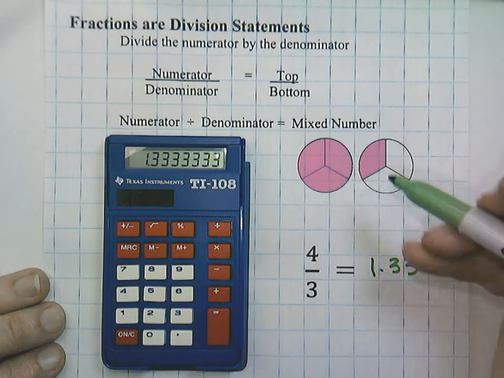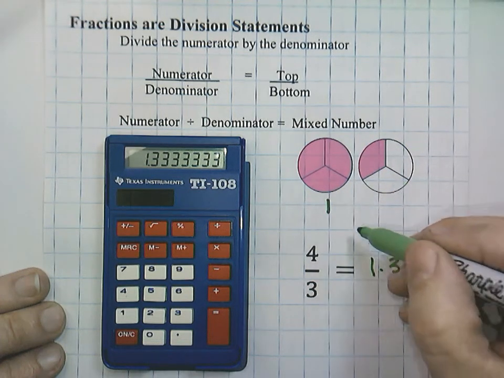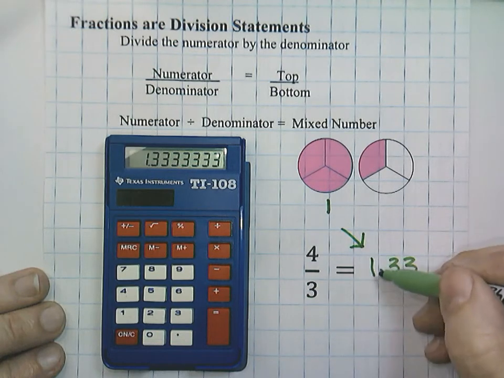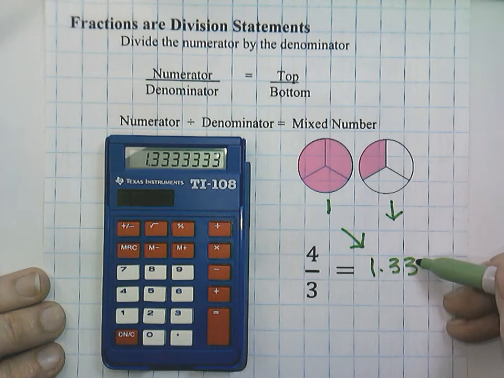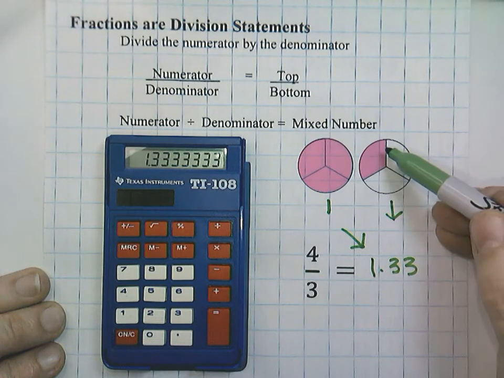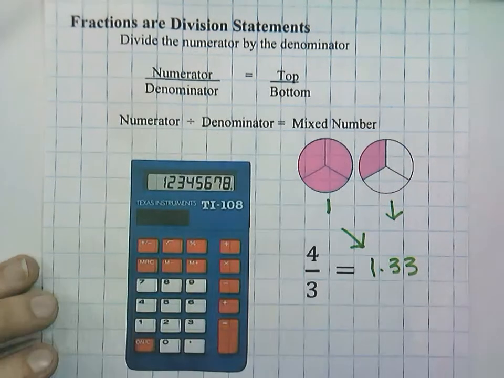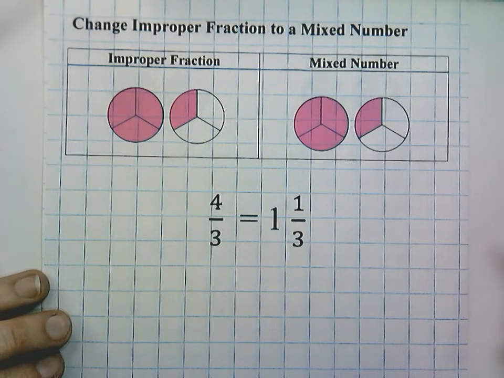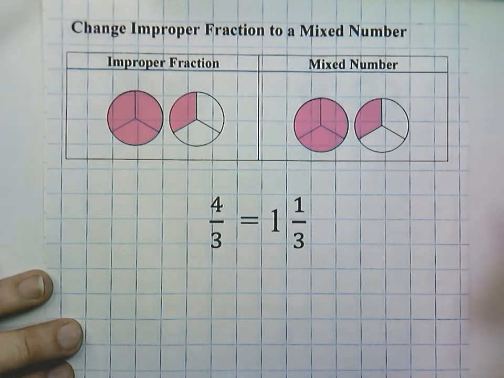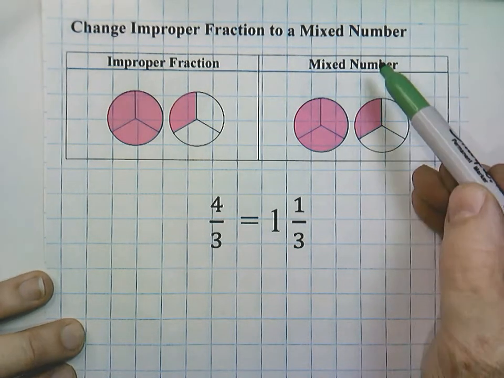And you can see that here we have 1, which is our 1 whole, right? And then our 33 out of 100, which would represent our 1/3. The important thing to remember about improper fractions is that we can change an improper fraction to a mixed number.